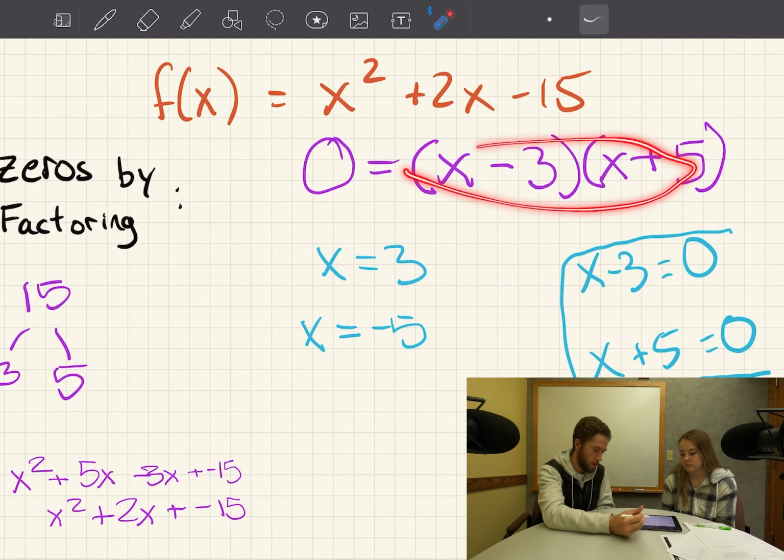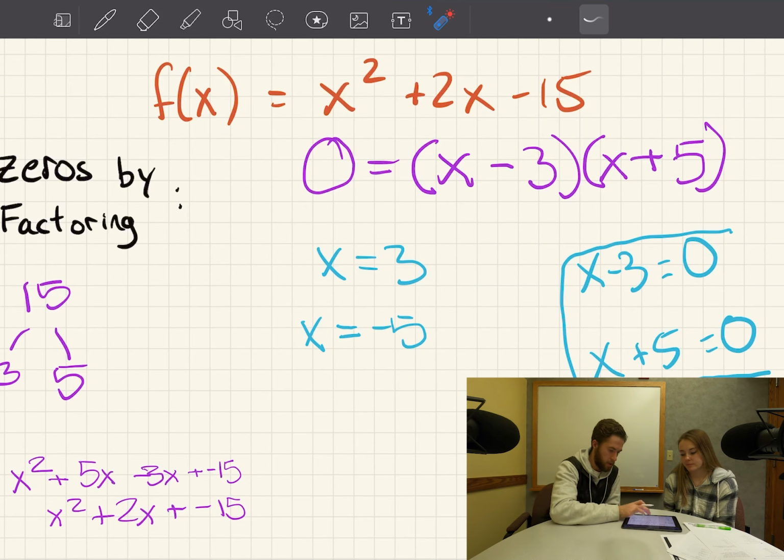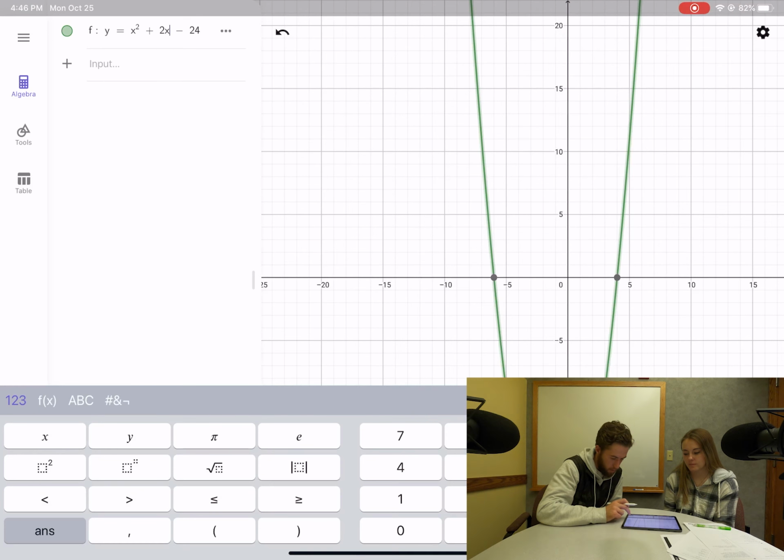If you plug into either this equation or this equation, and I don't care if you plug in a 3 or a -5, in either case, what's your final answer going to be? 0, definitely. x squared plus 2x minus 15. Let's just try it. x squared plus 2x minus 15. Okay, let's just do it.